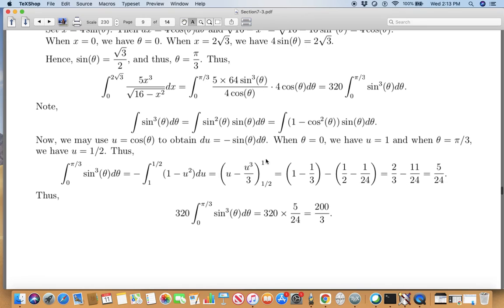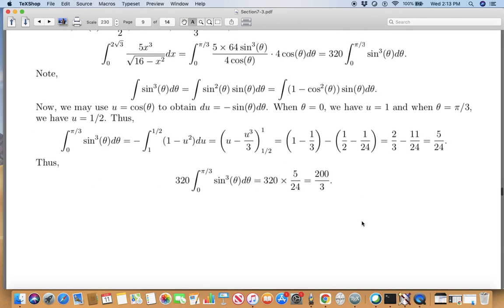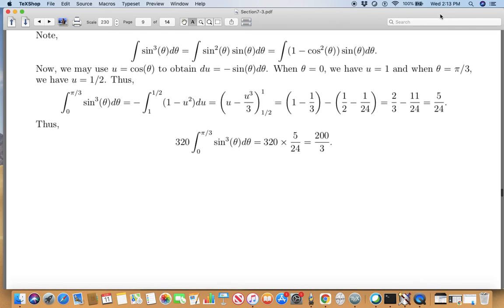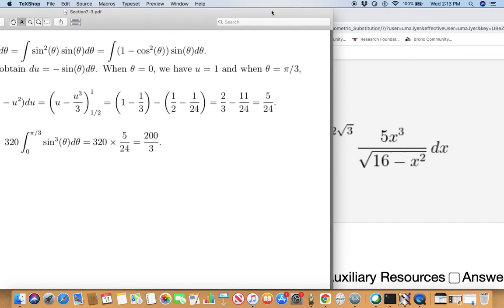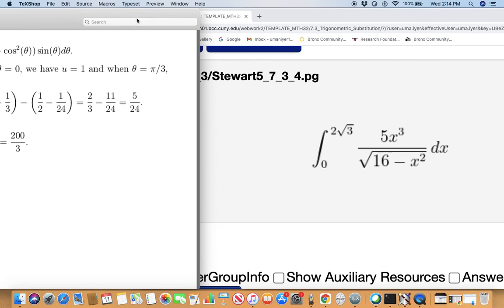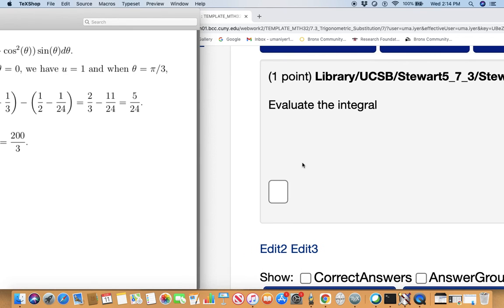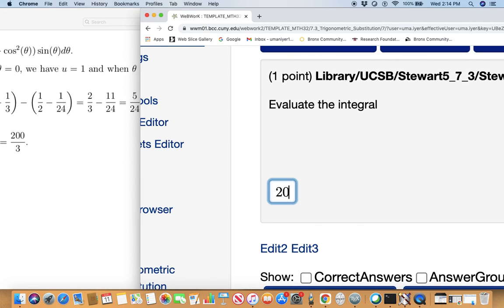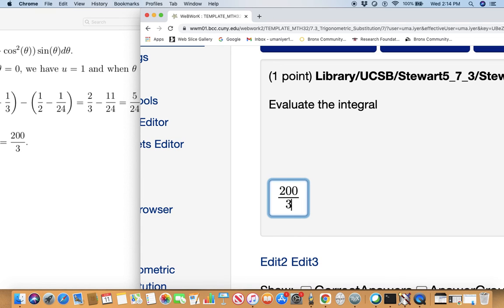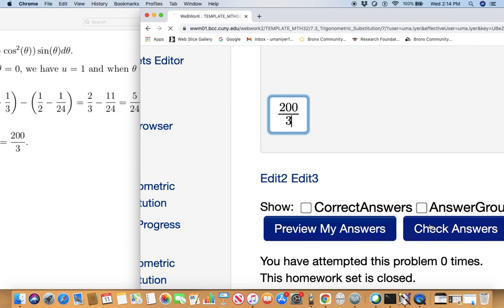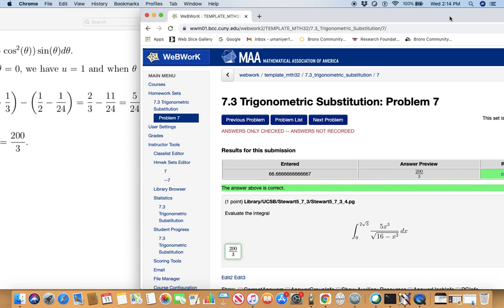Now all the rest is just simple application of the integration and applying the limits. Presumably all my calculation is correct. The rest is simple calculation. I get 200 over 3. Let's check. Over 3. Okay, all right, answer is correct.